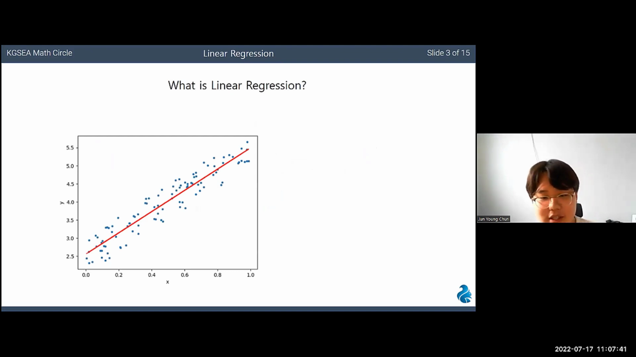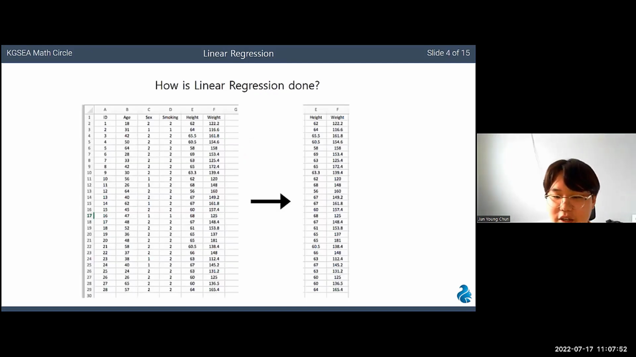The blue dots in this graph are expressed by this red line, and through this line, we can predict a different data point by following the line. So, how is linear regression done? We first need a set of data like this. The larger the set is, the better, because the line can become more correct.